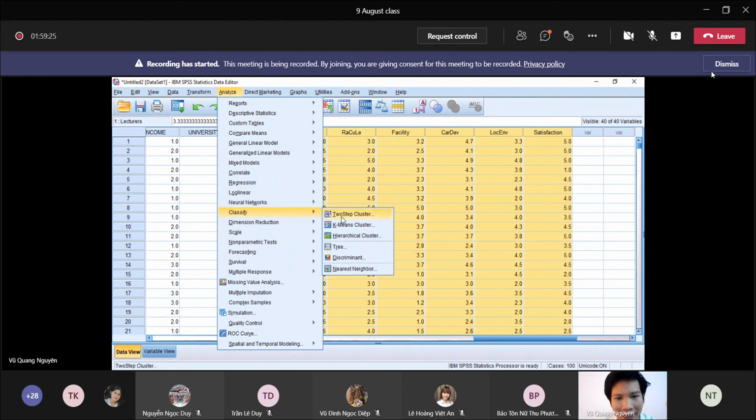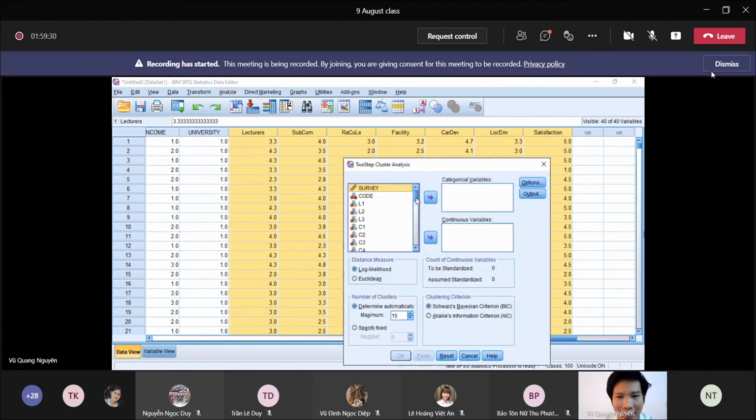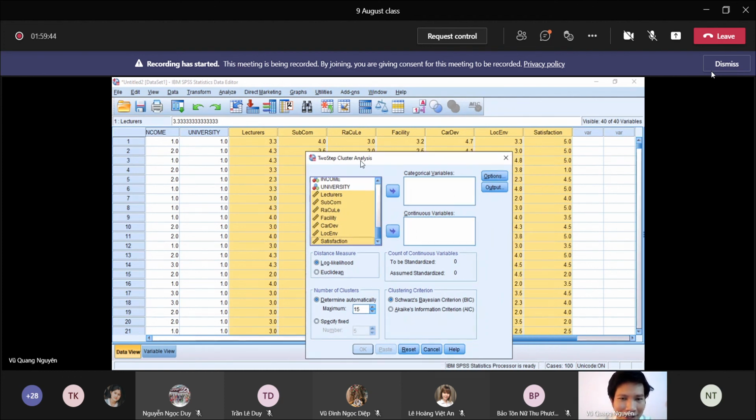Now, the last one. Go to classify. We have another thing called two-step cluster. Now, what is two-step cluster? This one is for lazy people, and of course, lazy people will get bad results. You know that already. If you run two-step cluster analysis, you put all of the variables you want into the continuous variables box. Why continuous variables? Because those are intervals.